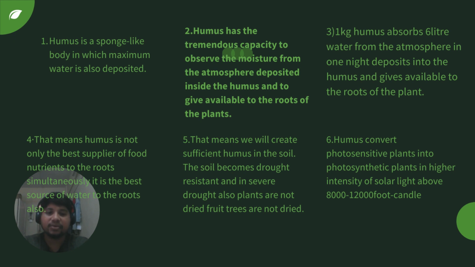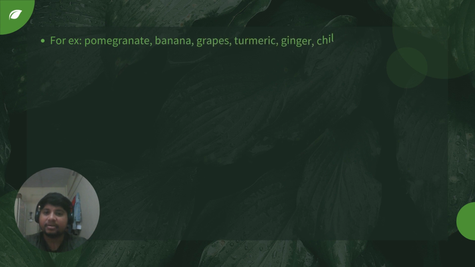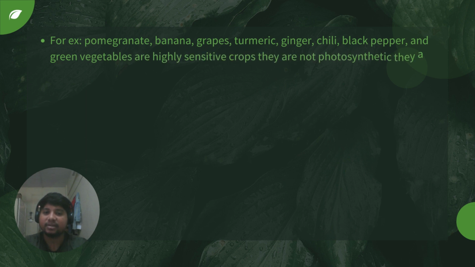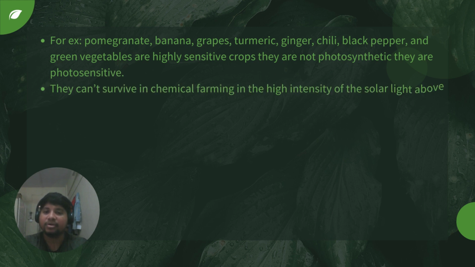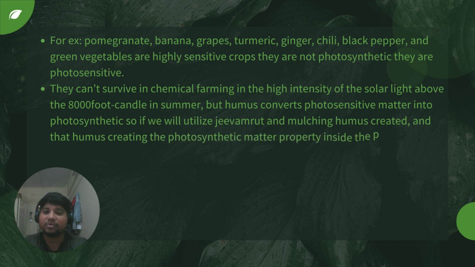Humus converts photosensitive plants into photosynthetic plants in higher intensity of solar light above 8,000 to 12,000 foot candle. For example, pomegranate, banana, grapes, turmeric, ginger, chili, black pepper, and green vegetables are highly sensitive crops. They are not photosynthetic, they are photosensitive. They can't survive in chemical farming in high intensity of solar light above 8,000 foot candle in summer. But humus converts photosensitive matter into photosynthetic. So, if we utilize Jivamrut and mulching, humus is created, and that humus creates the photosynthetic property inside the plant in high intensity, so your crop will not be dried.